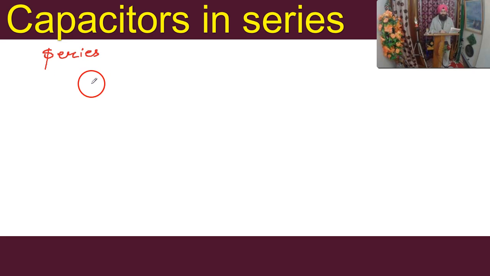Now, what is the definition? How do we say that the capacitors are in series? Look, this is the diagram. First capacitor, second capacitor, third capacitor. And there may be a number of capacitors, but I have shown here only three.